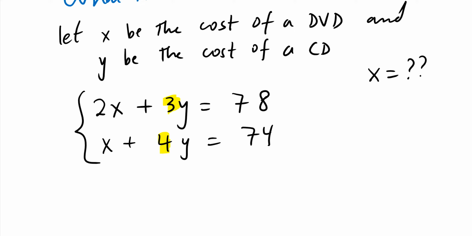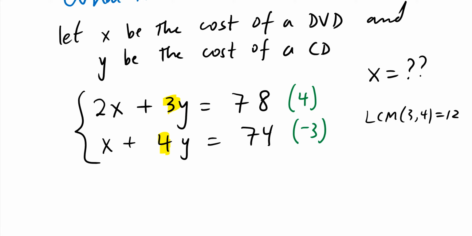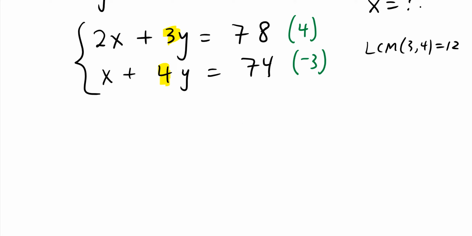So in this case, watch what you do. You look at 3 and 4. The least common multiple, the LCM, for 3 and 4 is 12. That's a nice way to work it out. So I want to make sure each one is 12, so that one of them is negative and one positive. To do that, I multiply the top by 4, and I multiply the bottom one by negative 3, because that's how I make one positive, one negative. So what do we get?